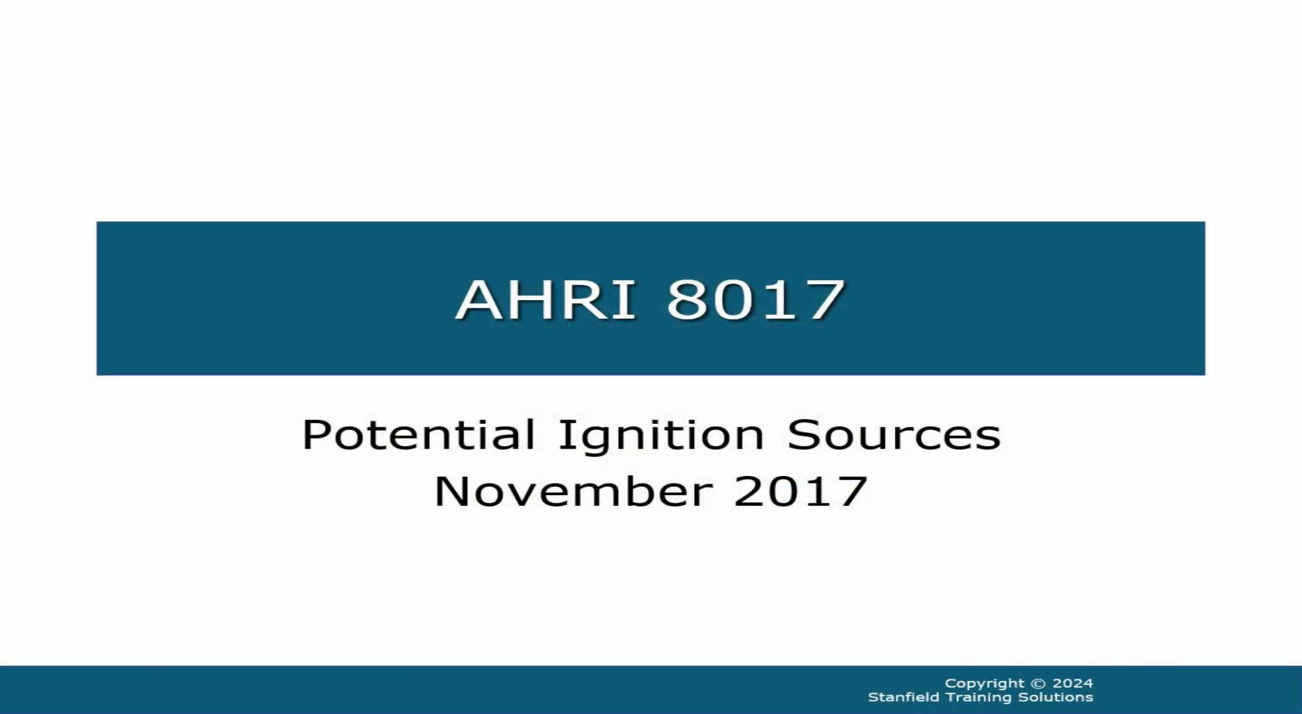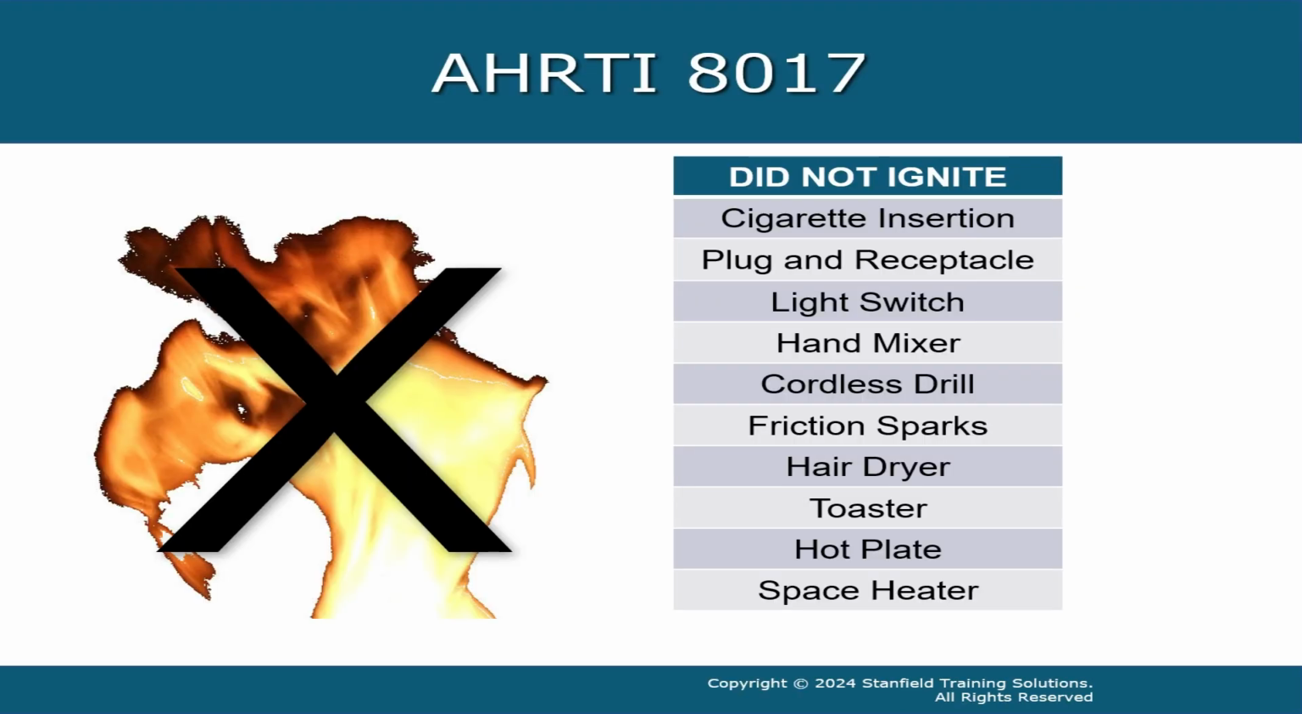AHRI Test 9007 was a test of potential ignition sources with A2L refrigerant. It was conducted in November of 2017. Test 9007 tested the possibility of common household ignition sources igniting a potentially combustible A2L and air mixture. So they tested cigarette insertion, plugs and receptacles, light switches, hand mixers, cordless drills, friction sparks, hair dryers, toasters, hot plates, and space heaters, and none of those things would ignite a flammable mixture of A2L refrigerant and air.